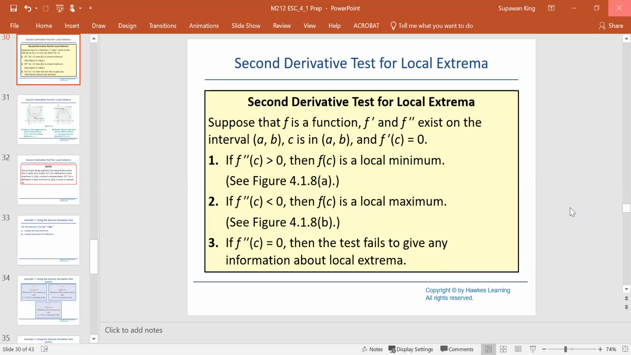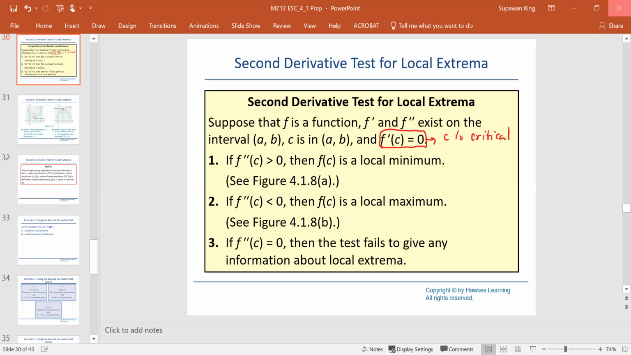Second derivative test for local extrema. Suppose that f is a function, f prime and f double prime exist on the interval (a, b). C is in the interval (a, b), and f prime at C equals 0. Recall f prime at C equals 0 tells you that C is a critical value.